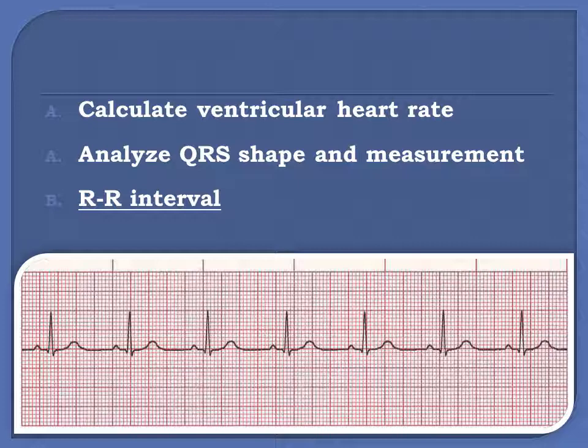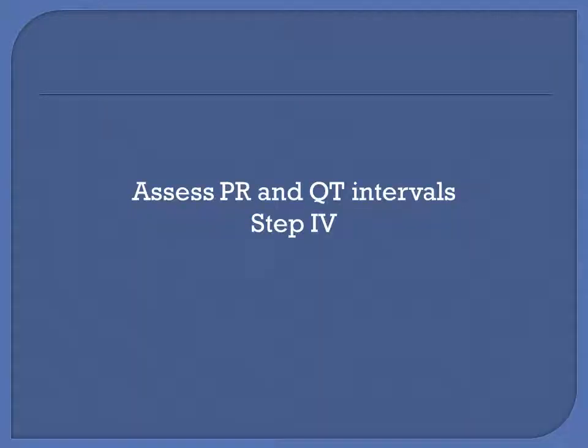Look at this example. This QRS measures one box, or in seconds it is 0.04 seconds. The shape is upright, narrow and peaked. To determine if the RR interval is regular or not, we may require a caliper or a piece of paper. In this strip, the RR interval is regular. Let's move now to step 4, in which we have to assess PR and QT intervals.